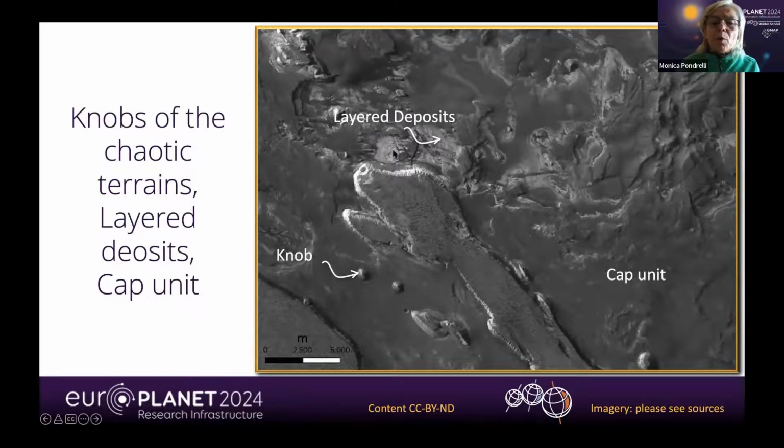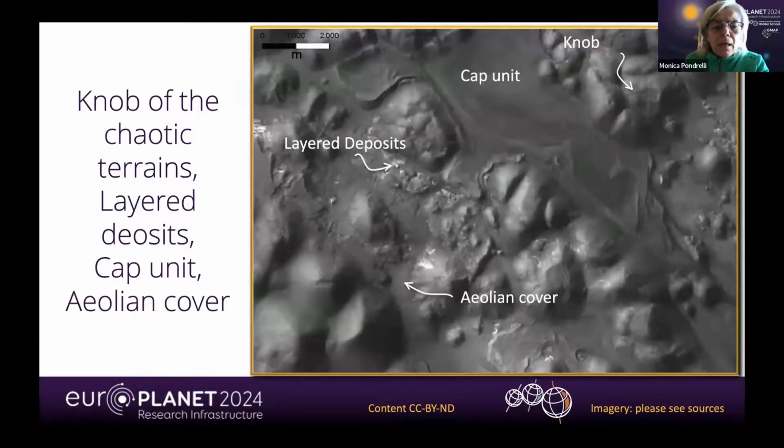Then we have this layer deposits. Of course, you cannot see from this scale that they are layered. This is something I will show you later, but they are light tone. This is something quite distinctive. And then we have this cap unit, this darker tone cap unit, which is also present. Knobs, very nice knobs here.